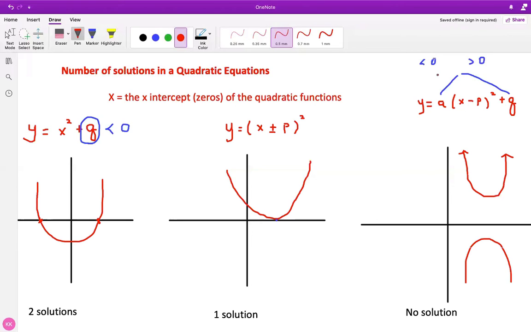Also, when a is negative and q is negative, we expect that the parabola opens down and shifts downwards. Again, we don't expect this function to hit the x-axis, so there is no solution for this case. The maximum number of solutions you could see is only 2, so we could go from 2 to 0 solutions.